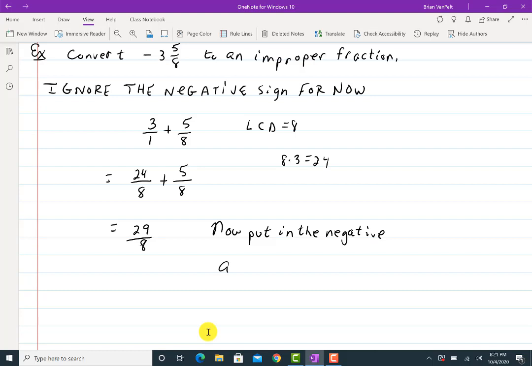So my final answer is the following: negative 29 over 8. So simply put the negative sign at the end of the problem.